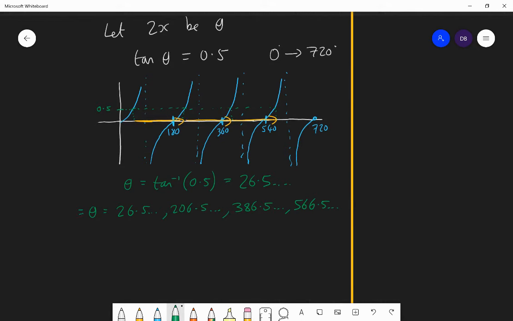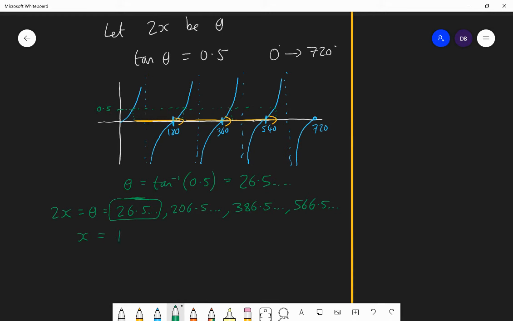Theta, remember, is 2x. Now I'll find all the values for x. Some people are tempted to find the first value of theta, 26.5, halve it, and then find all the other values of x. And in that direction lie many mistakes. So I would really avoid it. Find all the possible values for 2x or theta, as it were, and then find all the values for x.